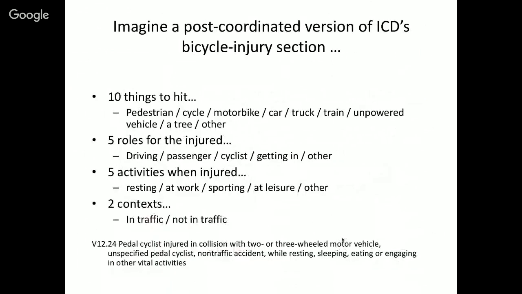We want to be able to, in ICD-11, recognize that if, for example, we want to code external causes of bicycle injuries, there are 10 things that can get hit. There are 5 roles for someone being injured. There are 5 activities that they might be doing when they might be injured. There are a couple contexts. And not only can we, in a post-coordinated way, piece these together, but we can have basically sanctioning rules that will tell us what are the ways of piecing them together so they actually make the most sense.